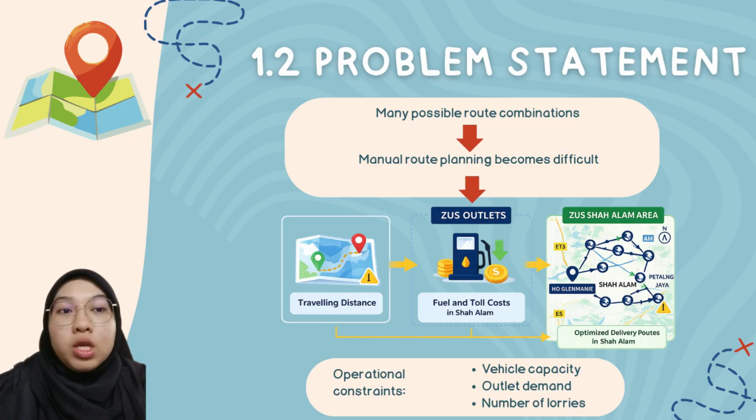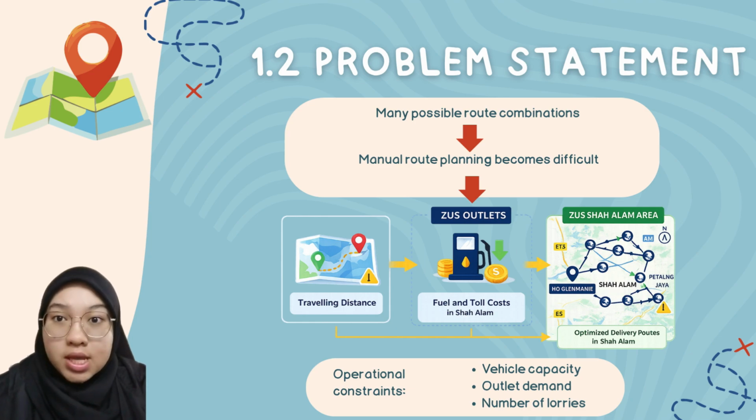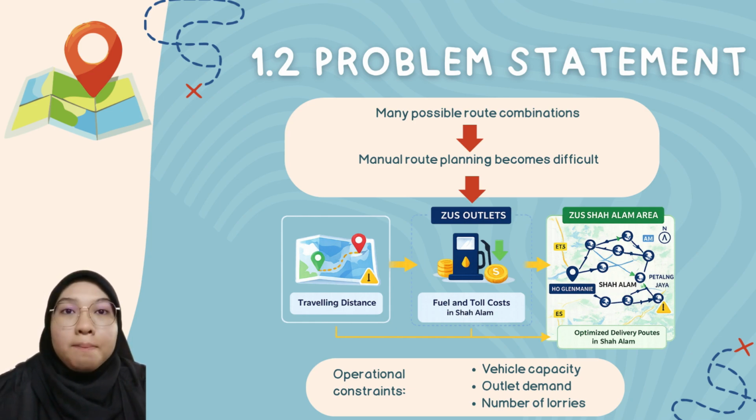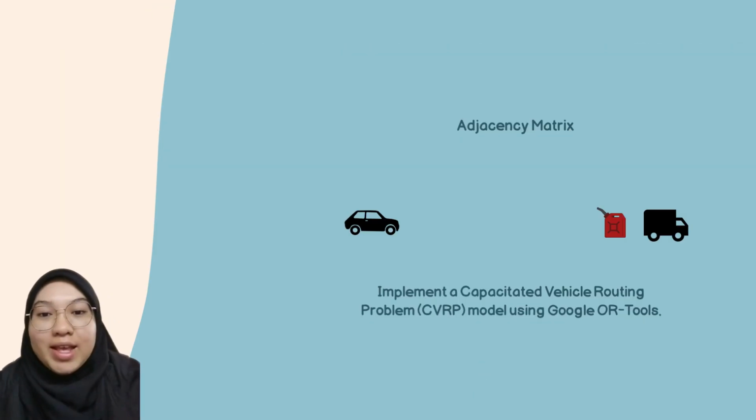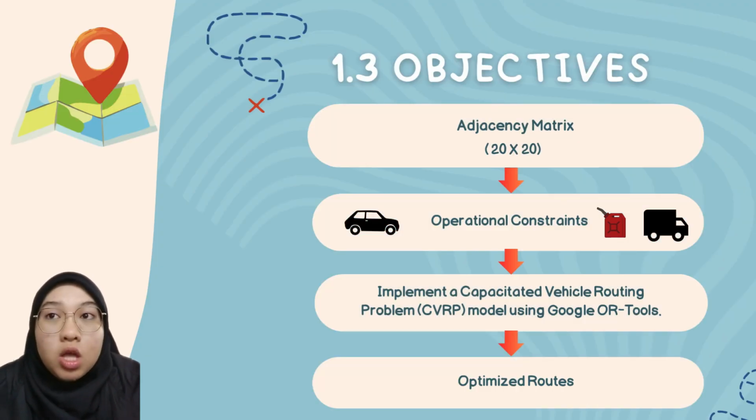At the same time, we also need to consider practical limitations, such as the vehicle capacity, outlet demand, and the number of lorries available. Therefore, this project applies a systematic optimization approach to find delivery routes that are more efficient and suitable for the actual constraints. I will now present the objectives of our project.